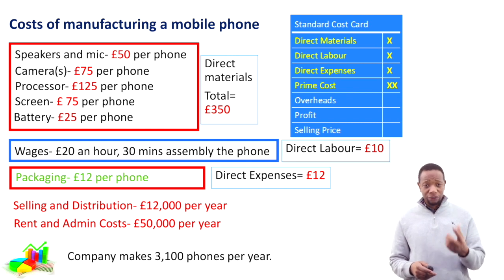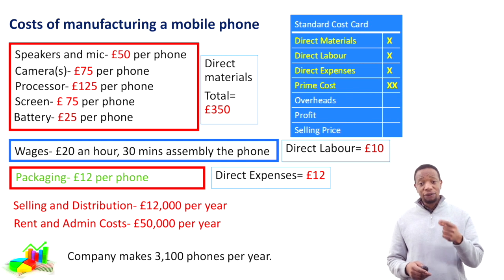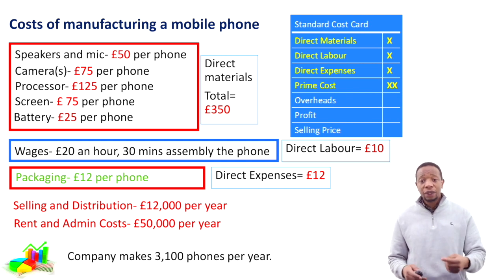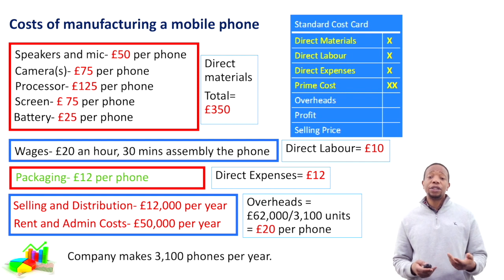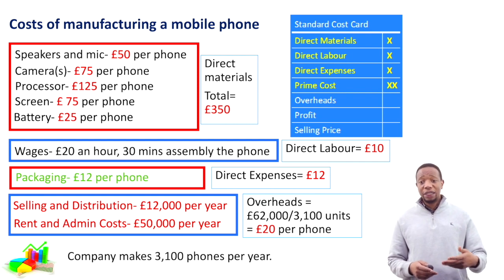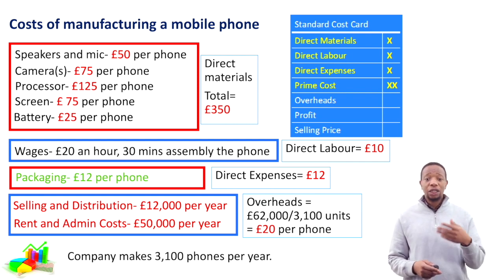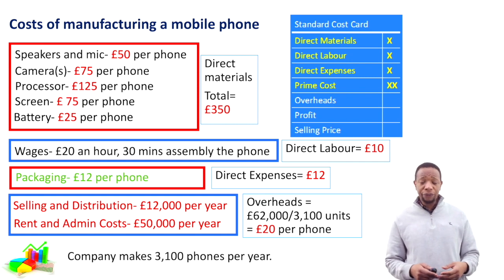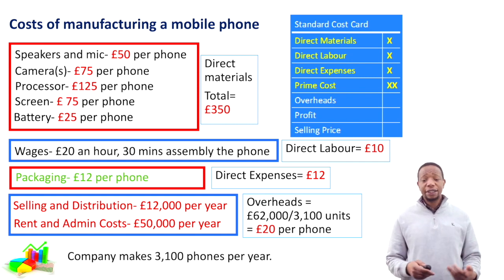Now, if you're only going to sell 3,100 phones, we would need to make sure that we recover all these from these 3,100 phones. So we would add them together, get 62,000, and then divide them by 3,100, and that would give us £20 per phone. Now, if we're going to include this in a standard cost card, it would look something like this.